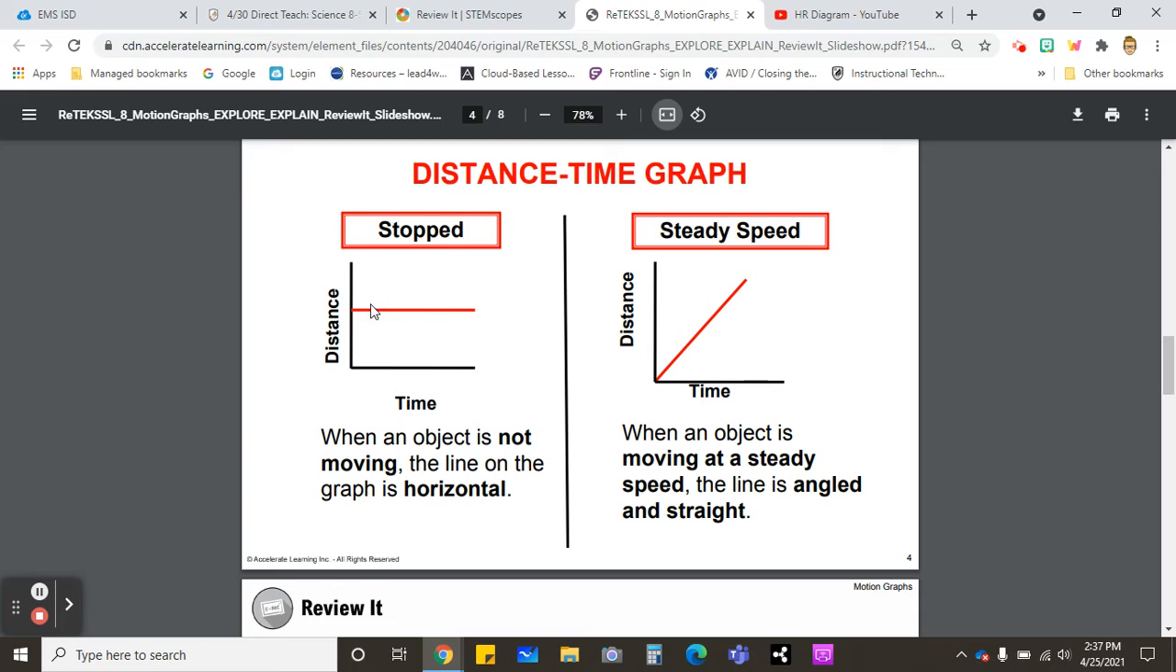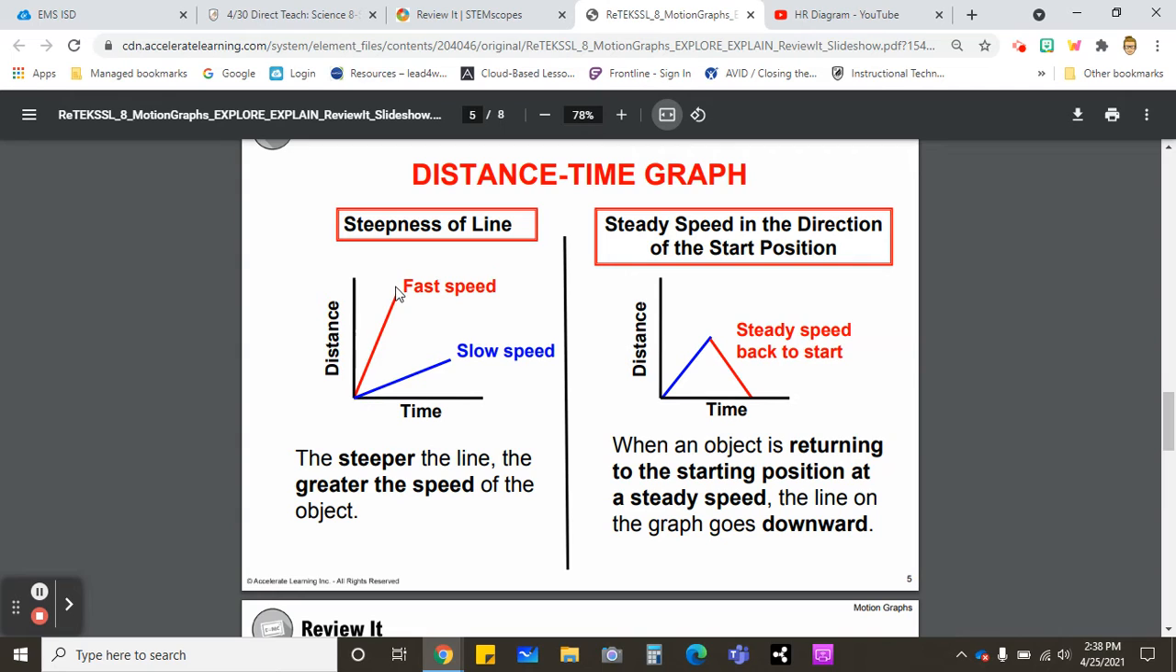For example, on a distance time graph, make note of what the x-axis says because it makes a difference. Distance in this case is a flat line. That means there's no distance gain, there's no distance loss. Therefore, we can describe the speed as stopped. If there is a straight diagonal line on a distance time graph, it is letting you know that it is a steady speed or a constant speed.